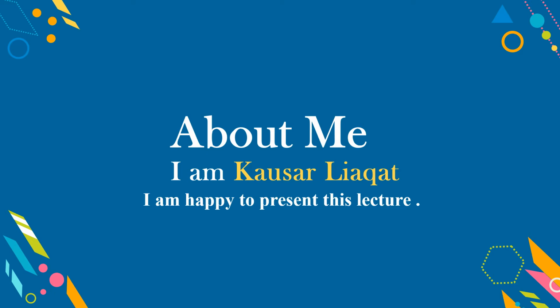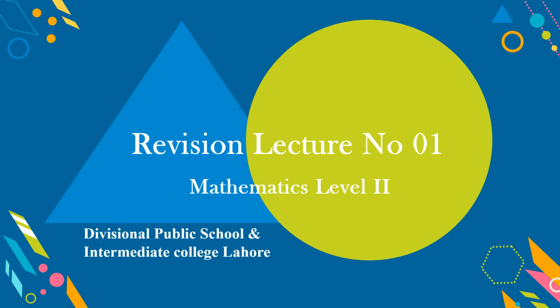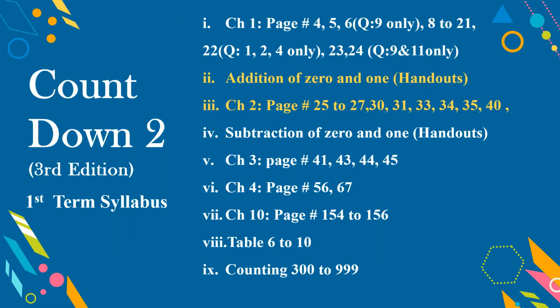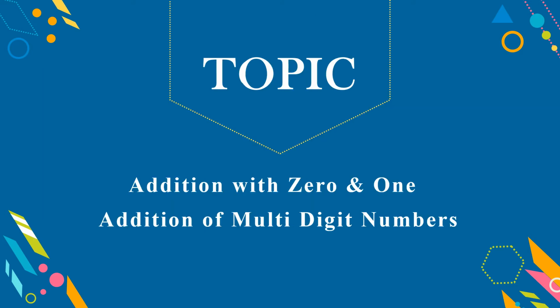I am Kausar Liaquat, your math teacher from Divisional Public School and Intermediate College, Lahore. This is revision lecture number 1 of mathematics for the students of level 2. We will revise chapter 1 in upcoming lectures. In this lecture, we will revise addition of 0 and 1 and chapter 2. Our topic is addition with 0 and 1 and addition of multi-digit numbers.